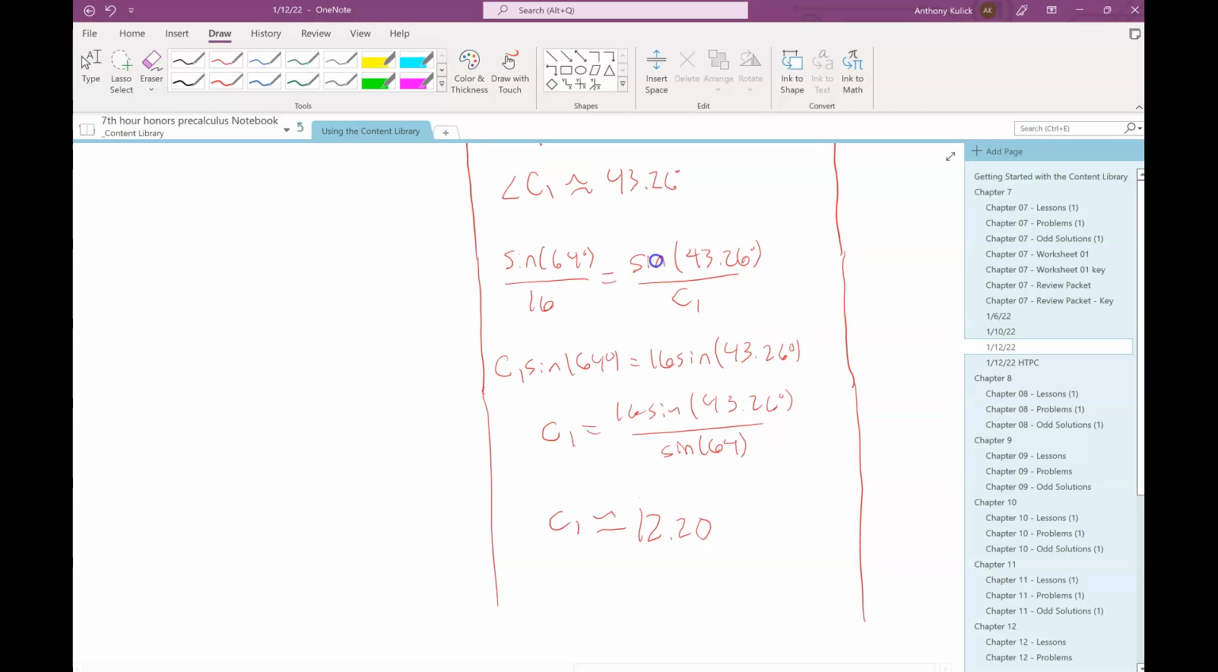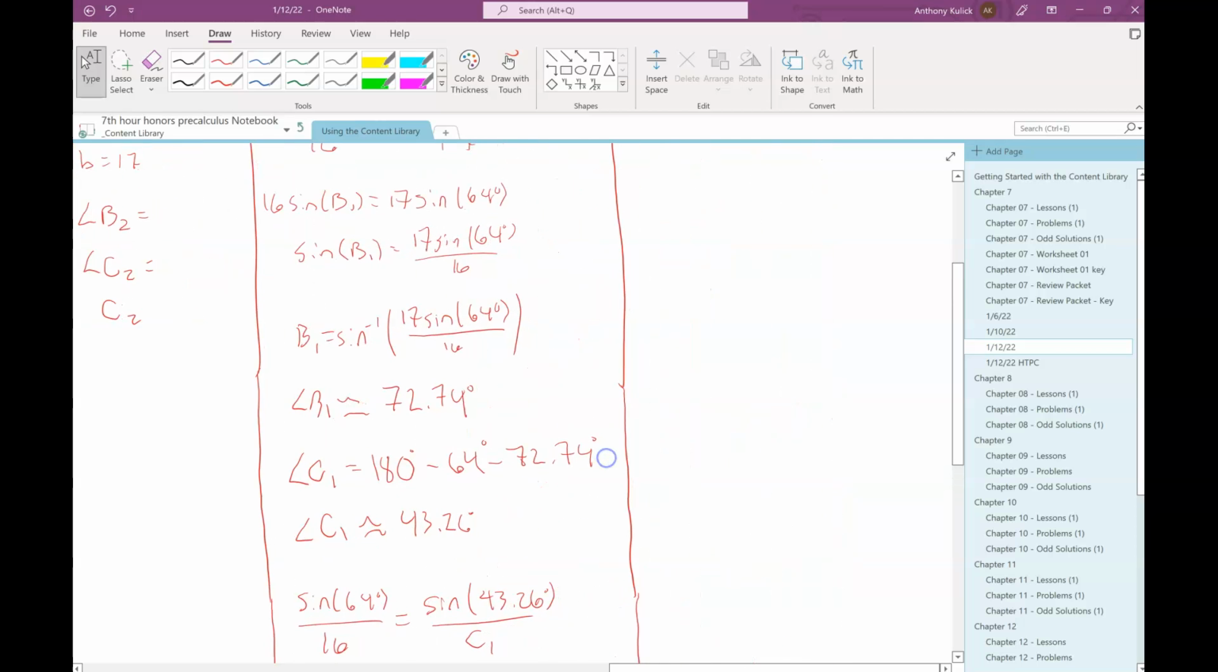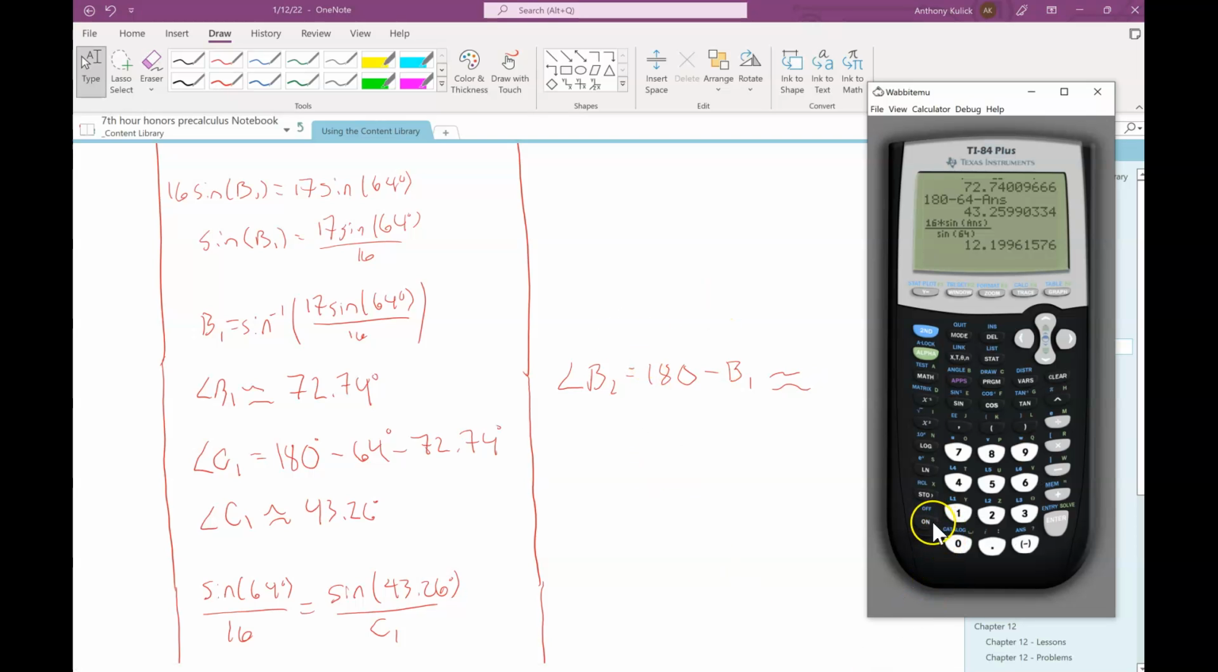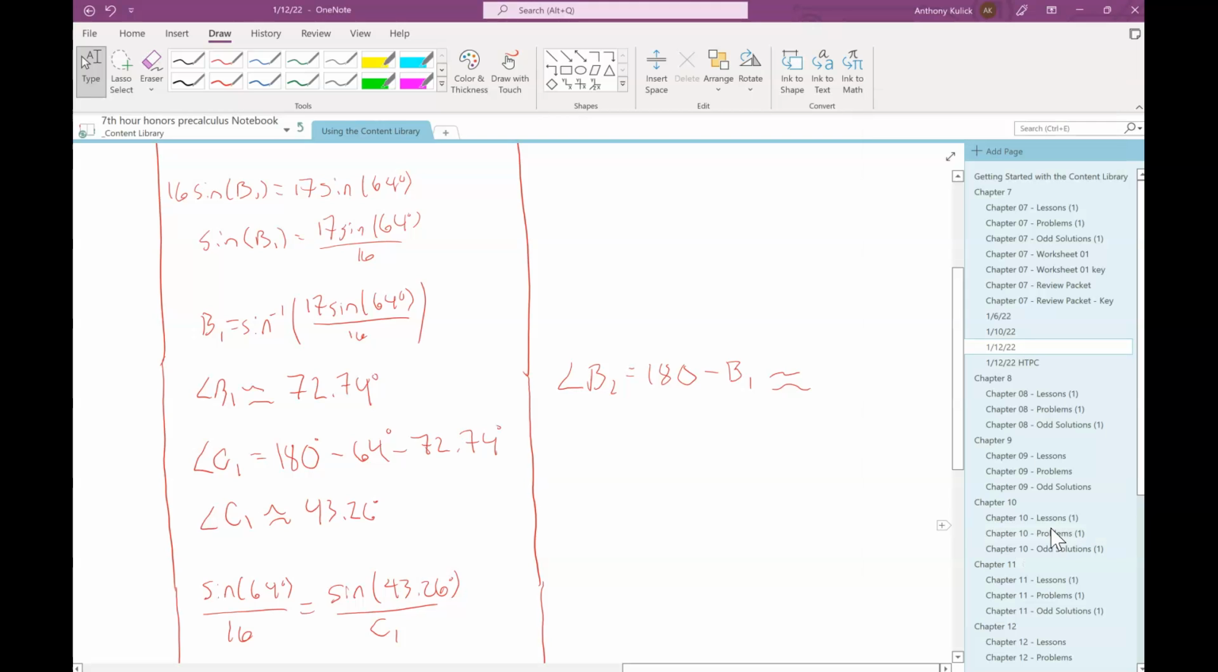Okay, so since I solve for angle B first in triangle 1, that means the first thing I need to find in triangle 2 is also angle B. And I do that by just finding the supplement of B1. Now, if you tried to find the supplement of angle C1, you will get the wrong answer. So it's really important that you're using the correct order there. So 107.26.